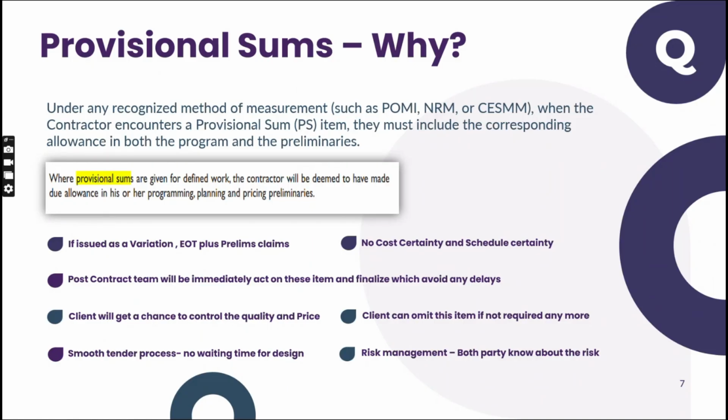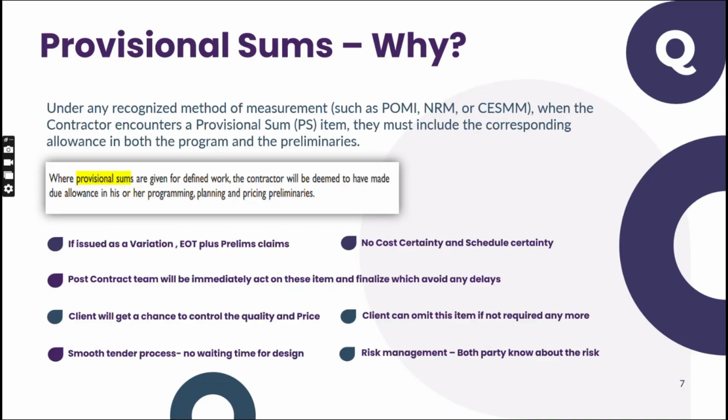Because in the post contract stage, you will not get an EOT for the PS items. Hope that is clear with you. That is the beauty of PS items. So guys, if you are somebody working in an estimation department, make sure when you see a PS item, price the prelims and consider the program allowance also.